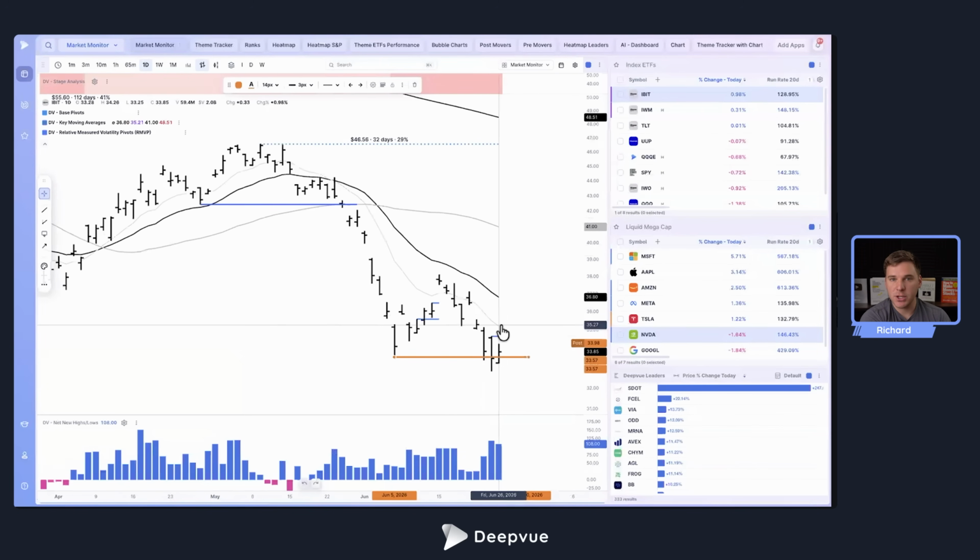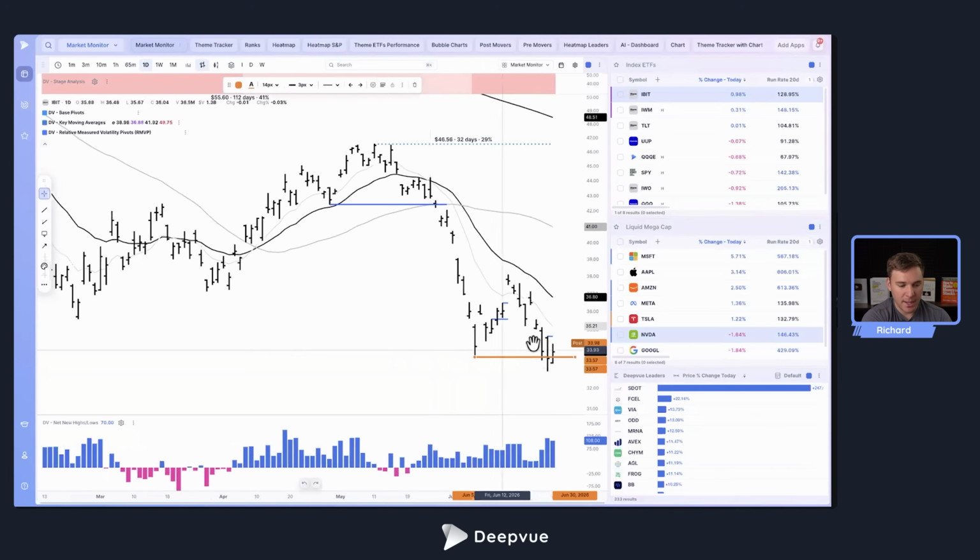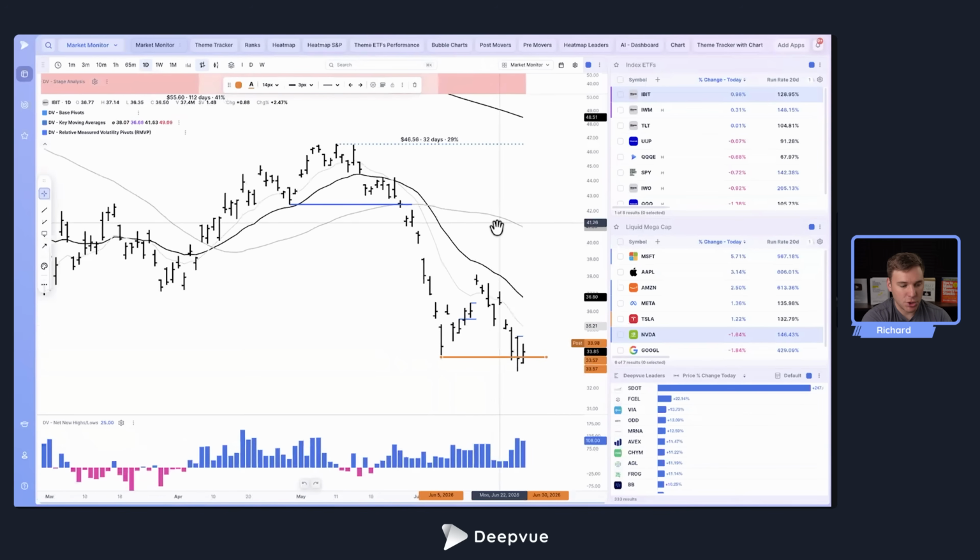Let me know in the chat right now, any thoughts on crypto, that trend, anything you guys have been eyeing? But that's kind of how I interpret this chart.